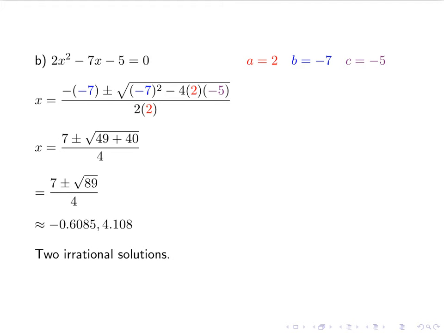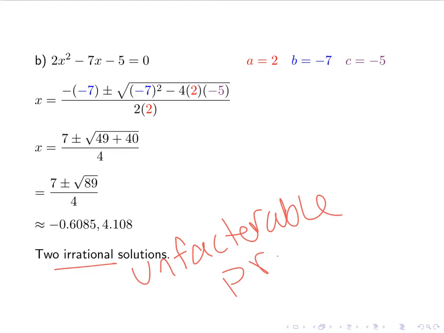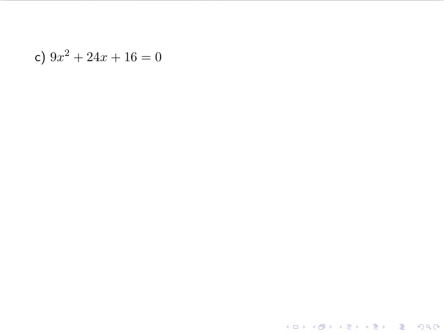So those are 2 of the possibilities we can get. We can have 2 rational solutions, which meant I could have factored it, or 2 irrational solutions, which means I couldn't have factored it. So the fact that they're irrational means it's not factorable, so it's unfactorable. Also known as prime. So I couldn't have factored it even if I wanted to. So let's try another one.